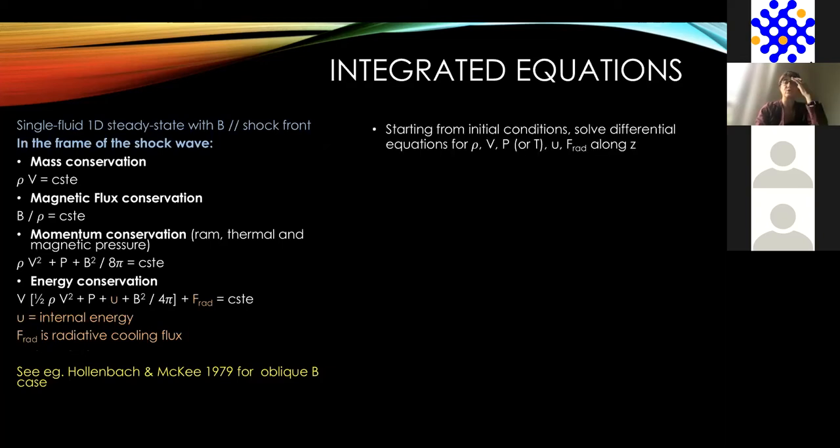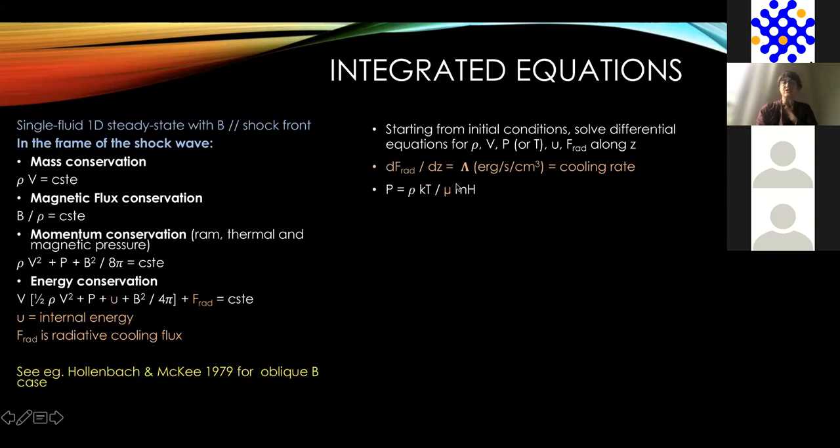So to solve for the cooling part of the shock, we start from initial conditions, either just before or just after the jump. And then we solve these conservation laws, we express them as differential equations along Z. And we solve for the variation of the density, the velocity, the pressure, and for U and F rad. So you can see that the derivative of the radiative flux versus Z is just the cooling rate per unit volume.